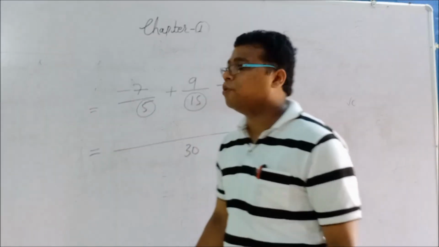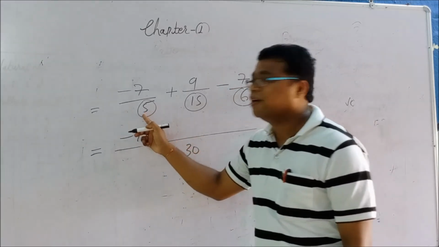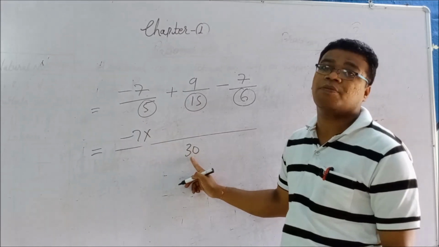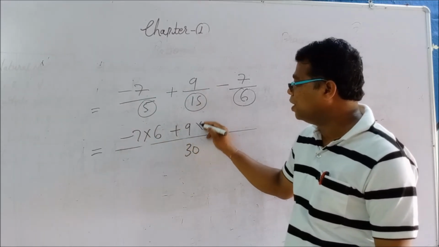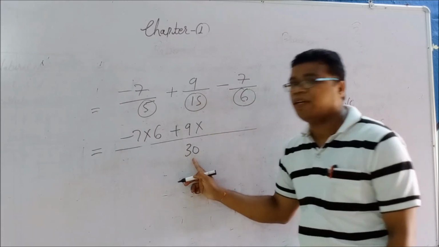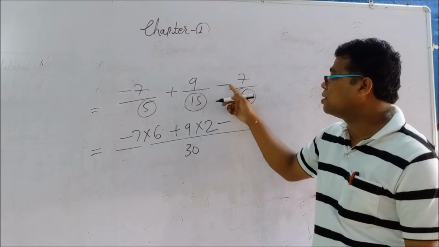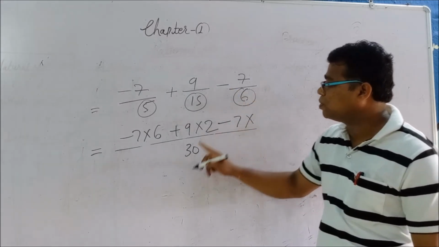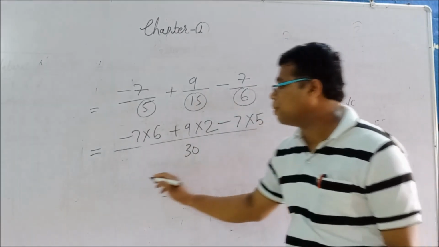Same operation I have to do. Minus 7 multiplied by what? Denominator 5, how many times 5? In the table of 5, how many times does 30 come? 6. So 6 plus that 9 numerator multiplied with, in the table of 15, how many times does 30 come? 2. 2 I have to write here. Minus, same minus here. 7 multiplied with, in the table of 6, how many times does 30 come? 5. That 5 I have to write here.